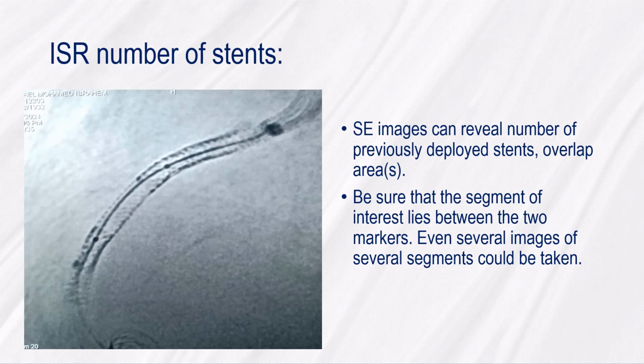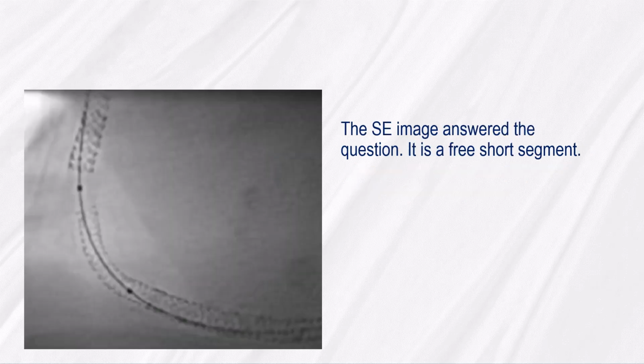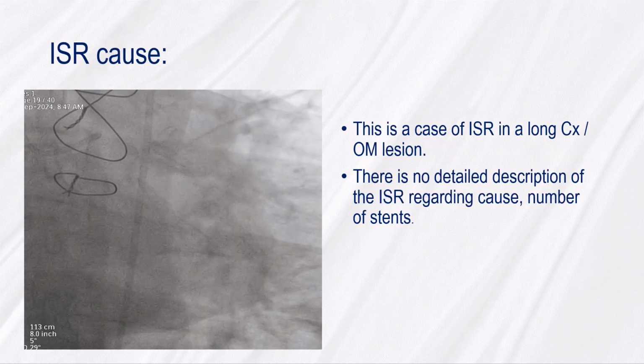Even several images of several segments could be taken. In this cine image, the middle segment, is it free of stent, and is it a long or short overlap area? The enhancement image answered the question. It is a free short segment. It also can answer the cause of in-stent restenosis.